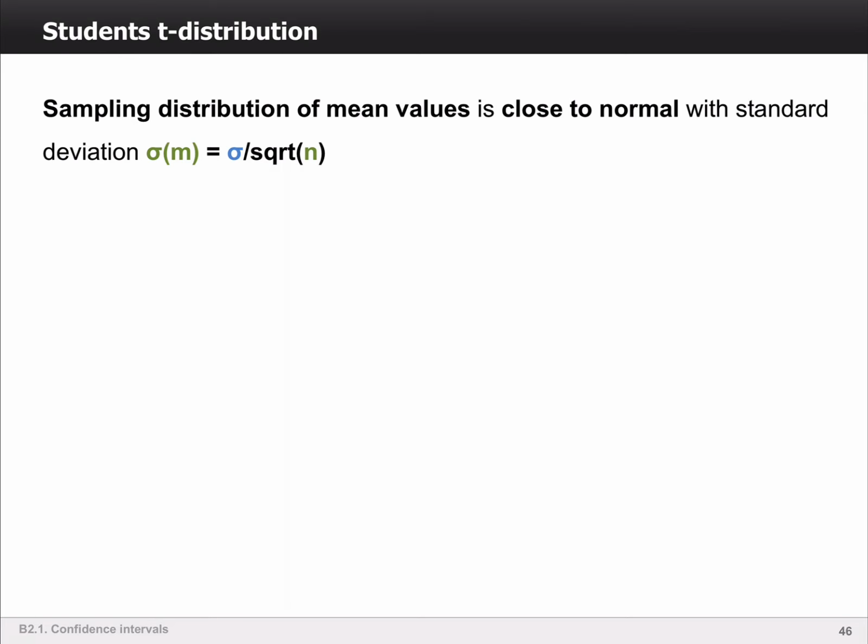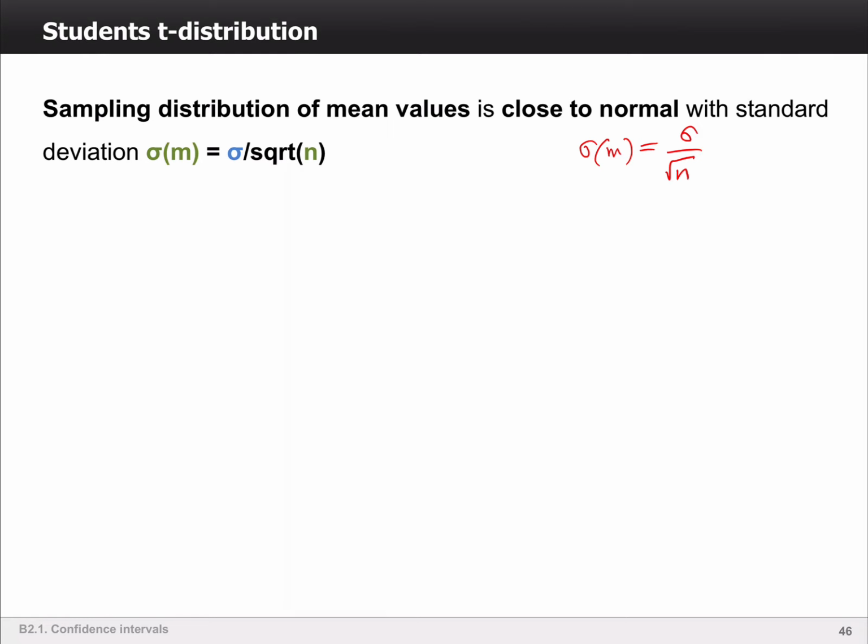Okay, so we know that the sampling distribution of mean values for random samples can be very well described by a normal distribution. And the standard deviation for these values, for the statistics, is called standard error, and it can be calculated. It depends on two things: the standard deviation of the values of your population and the sample size. So that's how we calculate the standard error.